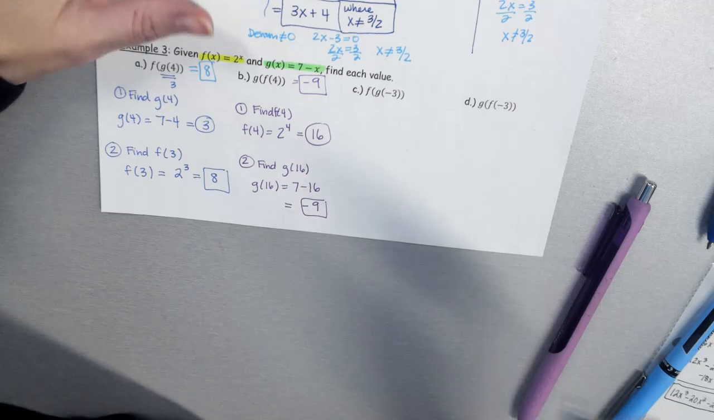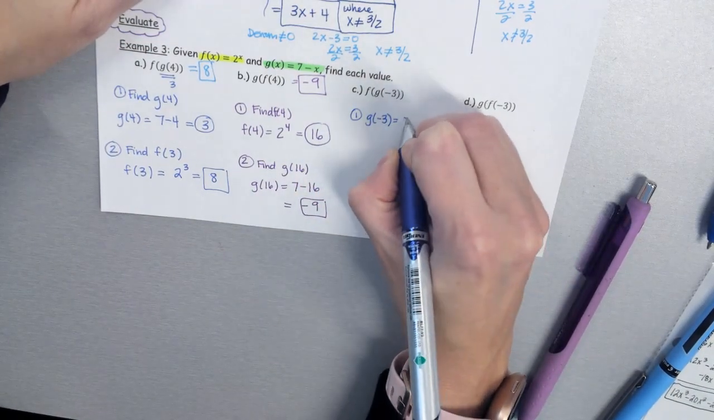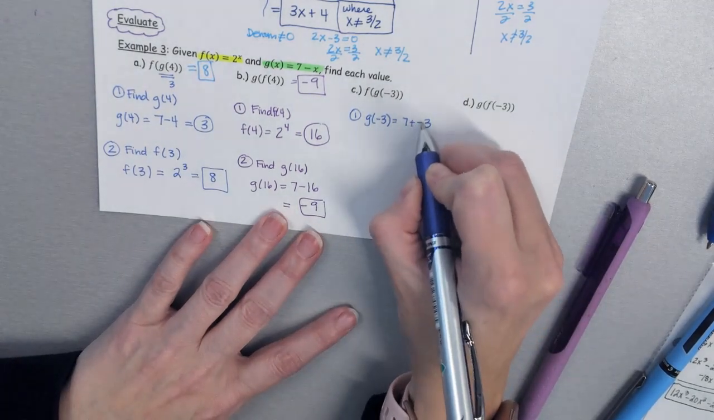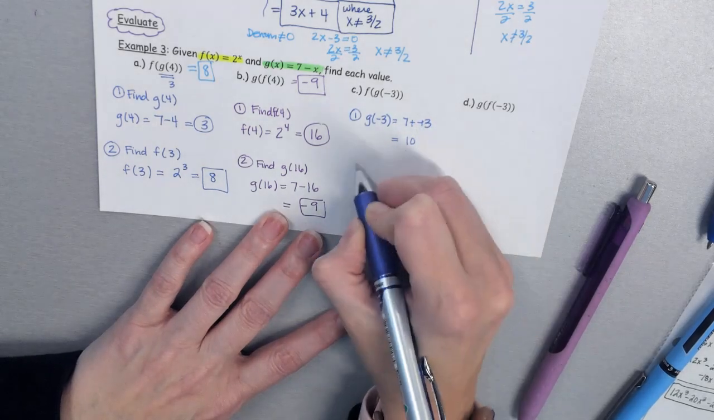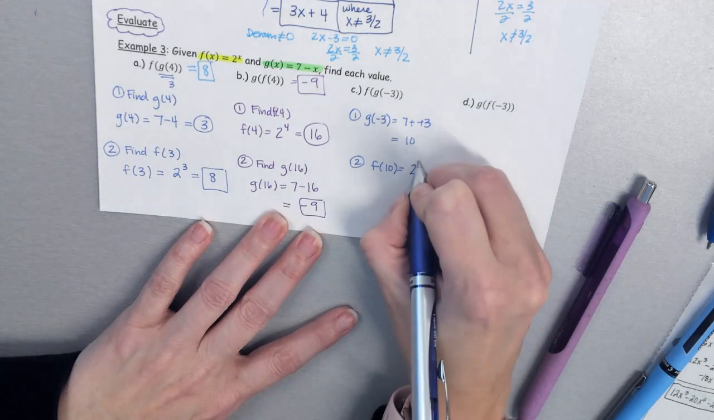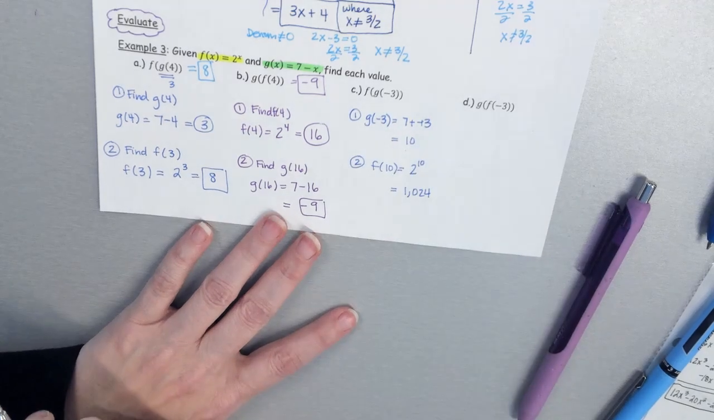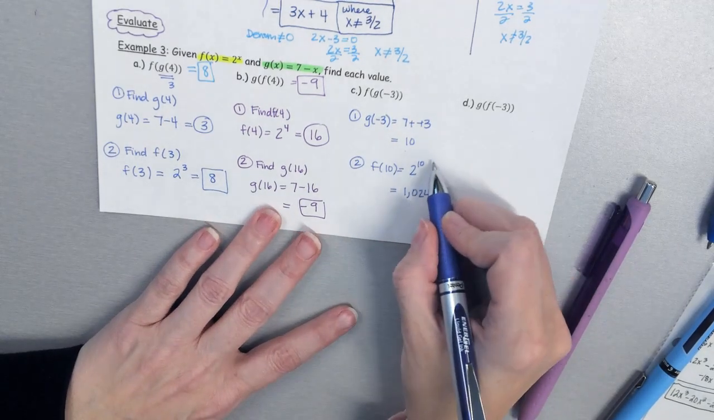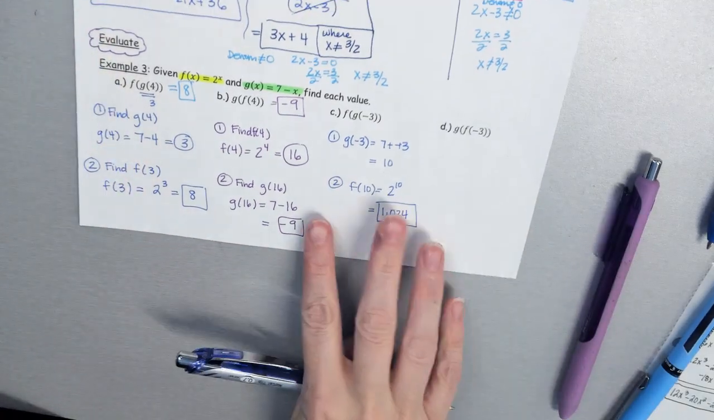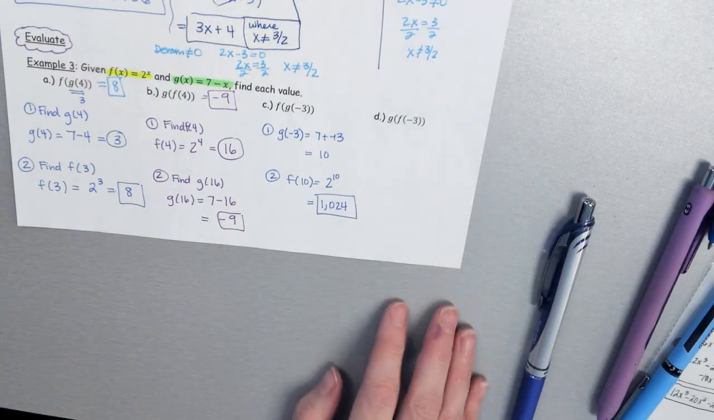Okay, so when you did g of negative 3, what did we get? 10. Yep, so if you have minus and negative, that's going to turn into plus, so you have 10. So that's what you're going to plug in for step 2, f of 10. Okay, so 2 to the 10th should be 1,024. Okay, 2 to the 10th is like doing 32 times 32, because we know 2 to the 5th is 32.